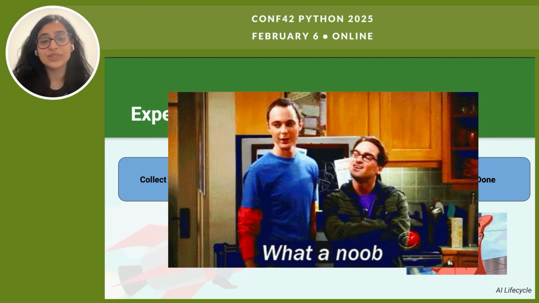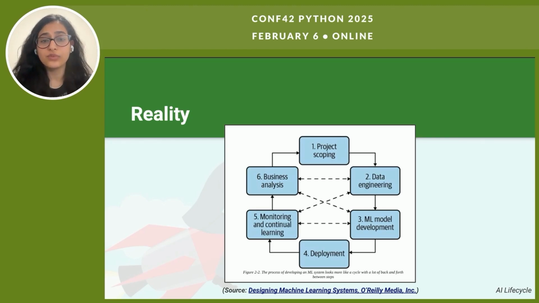It was very soon that I realized that the AI lifecycle is more of a cycle with a lot of back and forth than a linear graph. This is an oversimplified version of what an AI lifecycle looks like. It contains different stages such as product scoping, data engineering, actual model development, deployment of that developed model, monitoring of how it is performing, and finally, business analysis and insights.